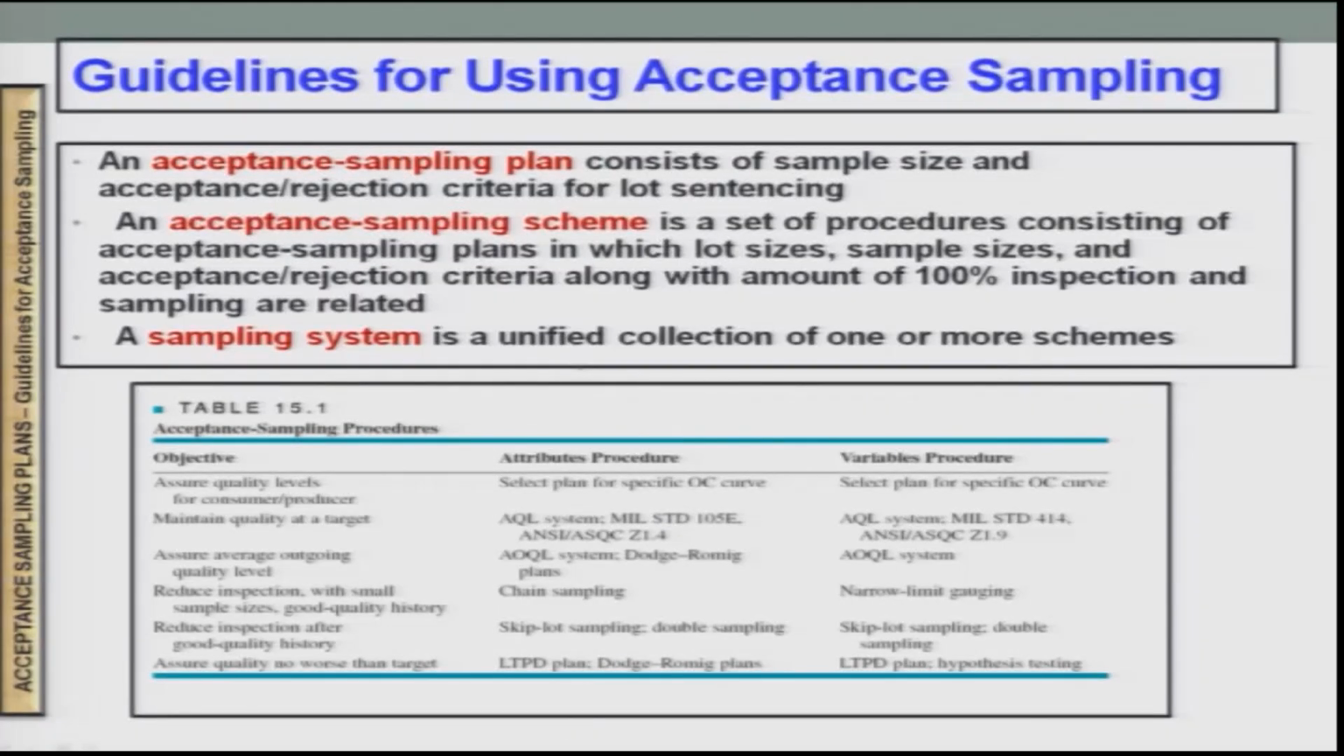So, if you want to assure quality levels for consumer and producer, which is the first point mentioned in the leftmost column, then the attributes procedure and the variable procedure would be to select a plan for specific OC curves, and you will do it similarly for the variable procedure also. If you go along the first column, they would be maintain quality at target, assure average outgoing quality level, reduce inspection after good quality history, and so on and so forth. If you check the corresponding attribute procedure and variable procedure, you will cover the whole range of decisions based on which this mapping, or the analysis of the acceptance sampling procedures, can be done.